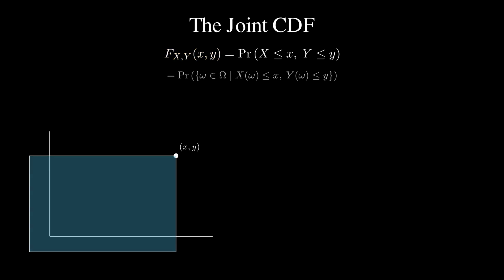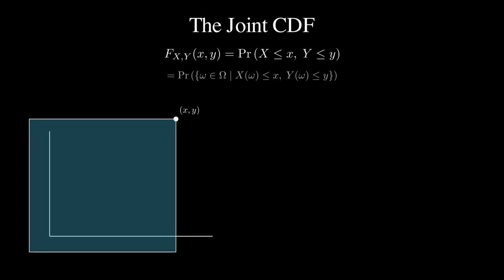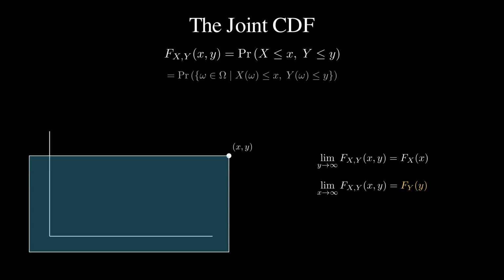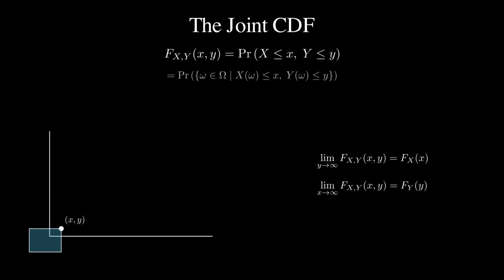Limits recover the pieces. Push y to infinity, the constraint on y evaporates, the quadrant grows into a half plane, and the joint CDF becomes the marginal CDF of X alone. Push x to infinity instead, and the marginal CDF of Y comes out. And push either argument down to minus infinity. The quadrant slides off the plane, and the function falls to 0. The 2-variable version of the CDF endpoints we met for a single variable. One function carries both variables, and both marginals live inside it as limits.